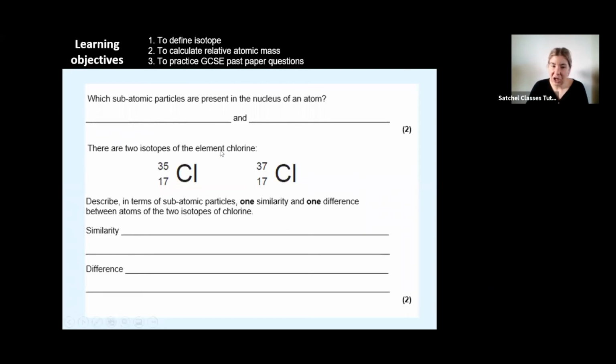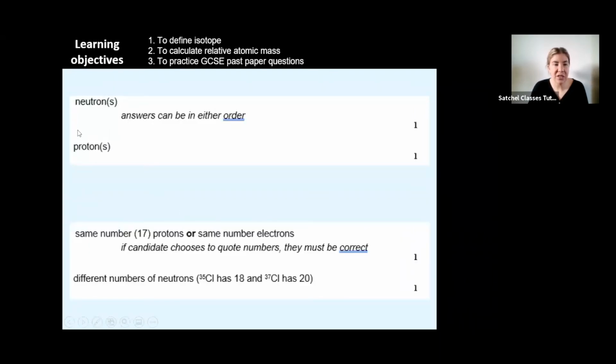There are 2 isotopes of the element chlorine. It says, describe one similarity and one difference. All right, so this was the answer to the first question. And the second answer is that it's the same number of protons, or if you said they both have 17 protons, okay, you can say same number of electrons. It's true, it's much better, I think, to say the same number of protons, all right?